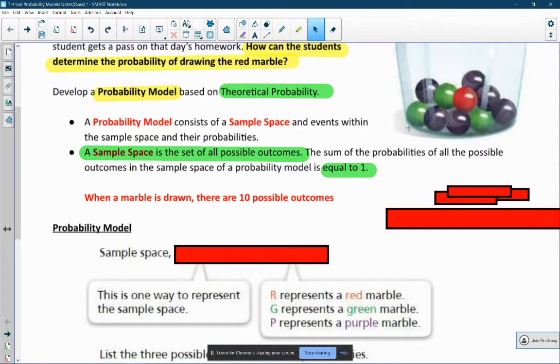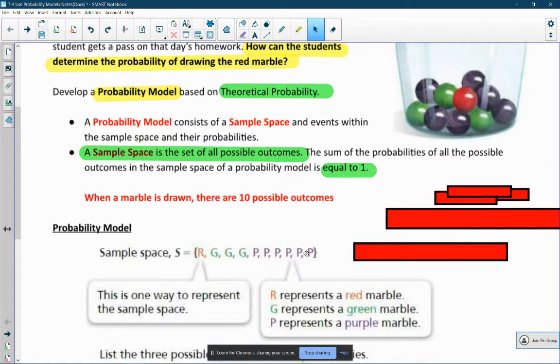So our sample space. Now our sample space is all of those outcomes. And how do we write the sample space? We use a big S like this, is equal to, and we're going to use these little brackets. Inside these brackets, we're going to list all of the different outcomes. So notice I have an R, and the R represents a red marble because there's one of those. And I have 3 G's. Why 3 G's? 1, 2, 3 green marbles. G represents a green marble. And then I have 6 P's. Why? Because there's 6 purple marbles. So my sample space is this. I have 10 outcomes, 1 red, 3 green, 6 purple.